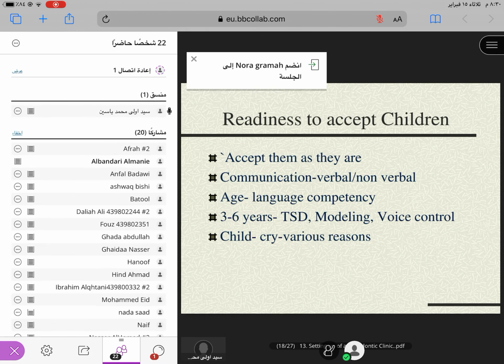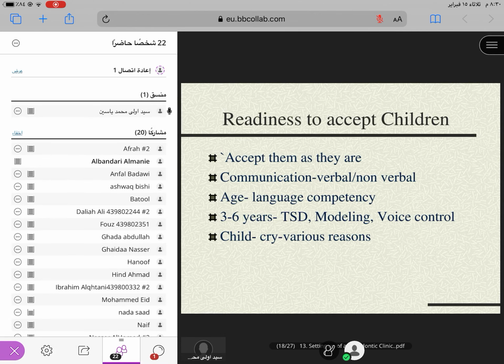If a child is 3 to 6 years, the separation anxiety from the parents is reduced. They will understand and accept. At 3 to 6 years of age, you can use various behavior management techniques like the tell-show-do technique.